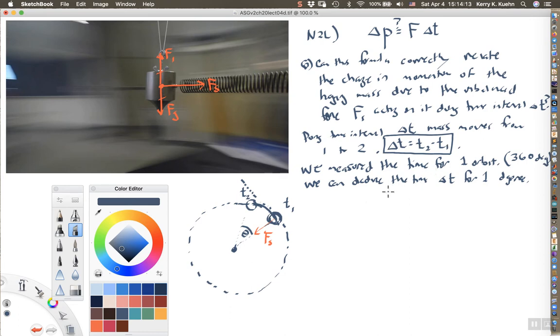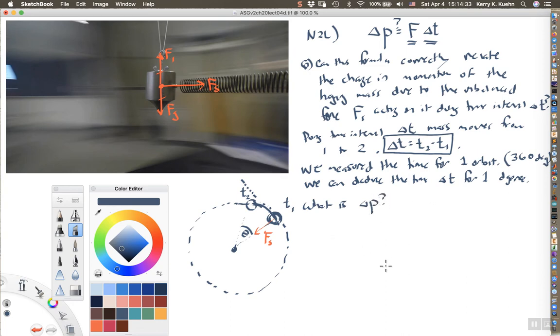Now, if we know the time it takes to move 1 degree, we can get this quantity right here. If we've measured the spring force, we can get this quantity right here. Now the question is, what is the change in momentum? So what is delta P? What is the change in momentum during this time interval?